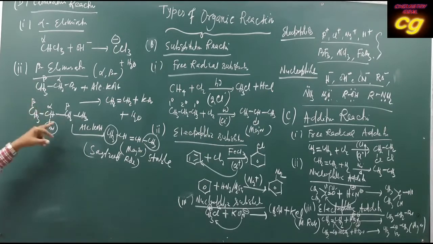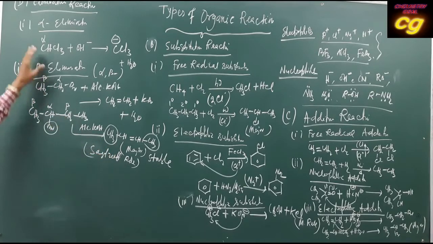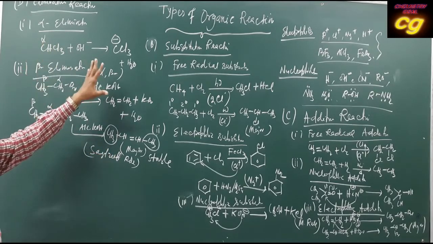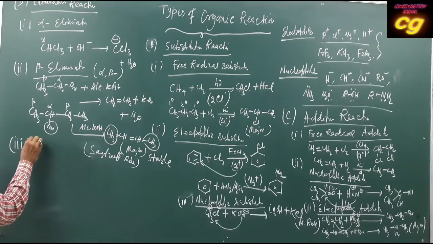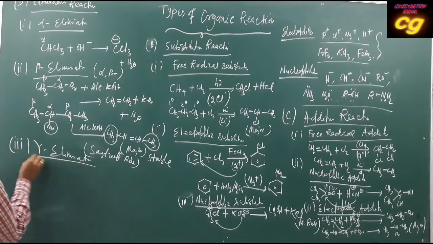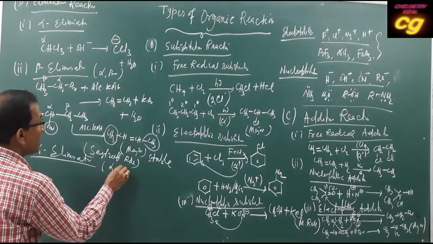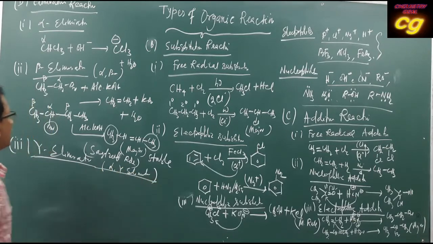Here, as hydrogen is removed from the beta position, that is beta elimination. If removed from the alpha position, that is alpha elimination. Then gamma elimination. Gamma elimination is also called alpha gamma elimination.